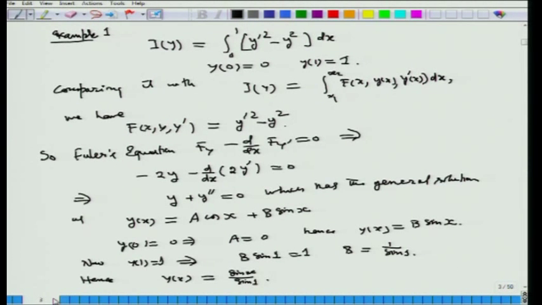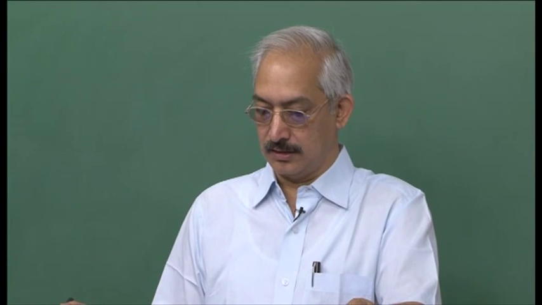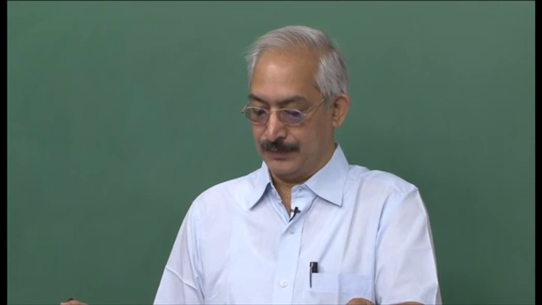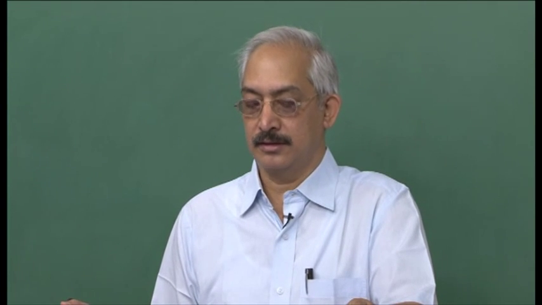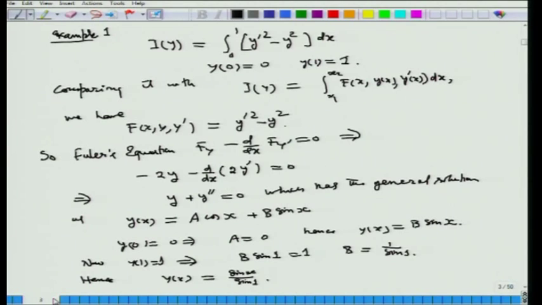Comparing it with the general form of the functional I(y) equal to the integral from x1 to x2 of f(x, y, y prime) dx, we have f as y prime square minus y square, and Euler's equation implies that y plus y double prime equal to 0. This is a second order differential equation, and so it is assumed that the admissible functions are twice continuously differentiable.